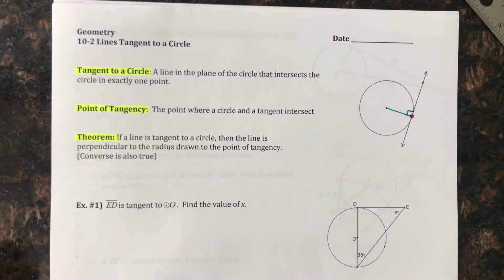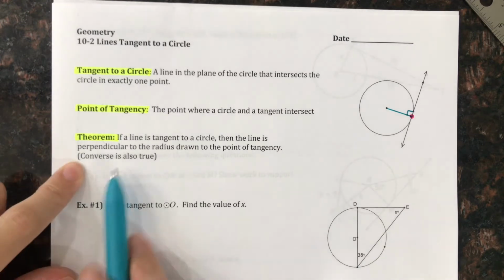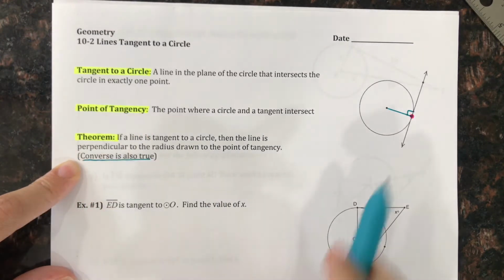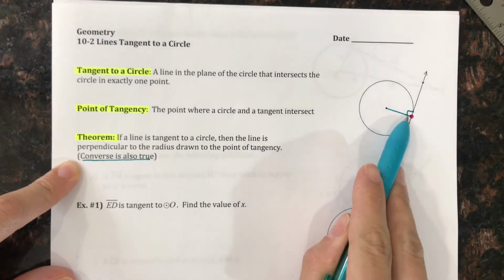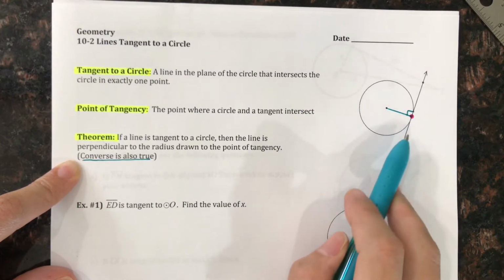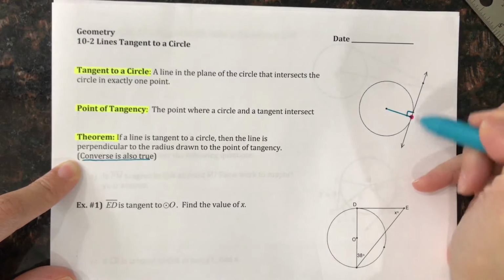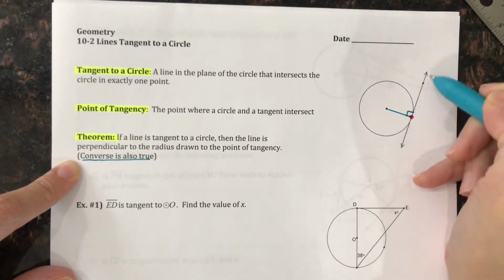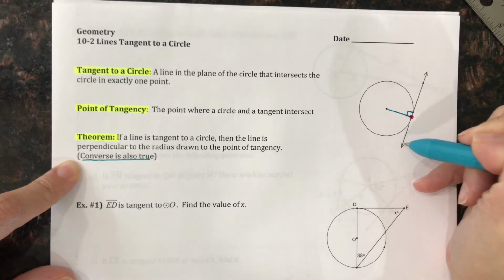A lot of times you're going to see right triangles and a number of other things that we've worked with in the past. Now, the converse is also true. So if you have a radius that's perpendicular to a line, and if that line just touches one point, that means that the line must be a tangent.